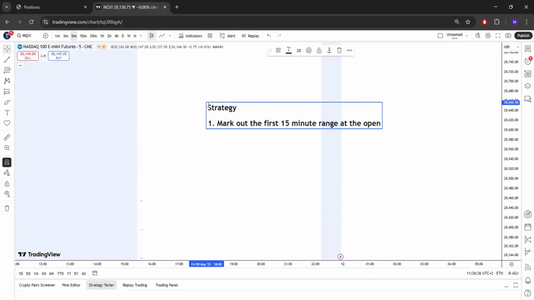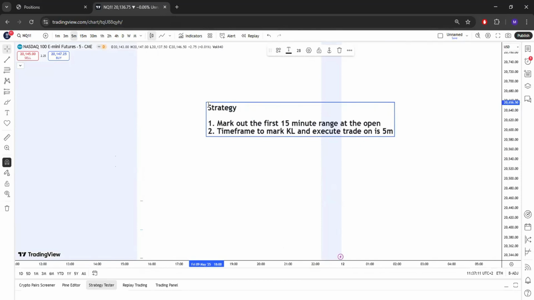Then the second one, after you've marked out the high and low of the first 15 minutes, I usually do it on the 5-minute. Let me actually note that down. The time frame that I have backtested so far, where I'm plotting my key levels and where I'm trading out of, is the 5M. That's why we're on the 5-minute chart. So that's the second thing that you need to know.